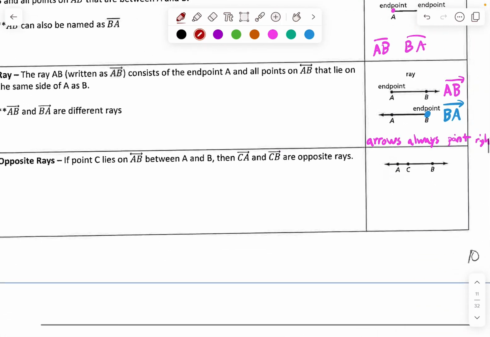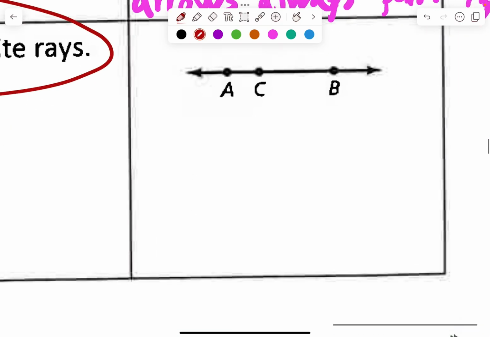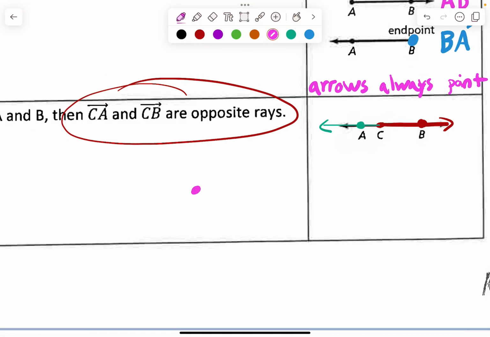And then lastly, we have opposite rays, which are two rays that face opposite directions. So in this example, CB is the opposite ray of CA. If I drew another example, this pink line, XY, the opposite ray wouldn't be this direction, wouldn't be this direction, wouldn't be over here. It has to form a line in the opposite direction of XY. And here's Z, maybe, right?